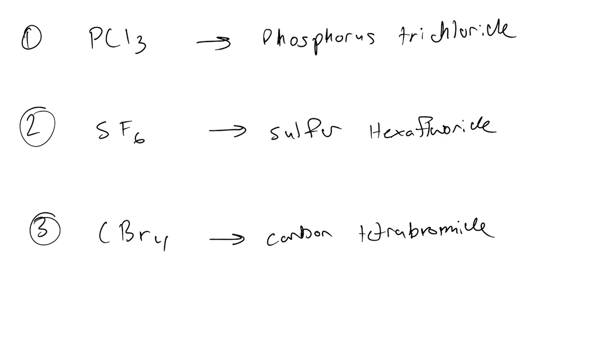So to quickly recap, to name covalent compounds, we need to make sure that we use prefixes to show how many atoms there are. We don't use mono for the first element, and the second element always ends in "ide." If you follow those rules and you have a periodic table, you should be able to name any covalent compound. I hope this video helped you understand how to name covalent compounds.